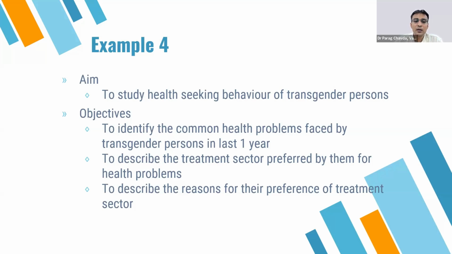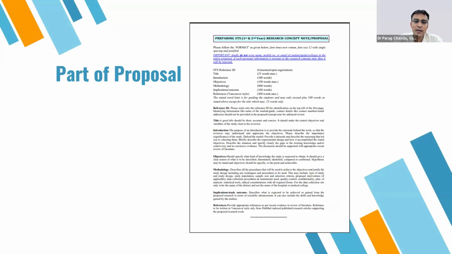So one aim around health seeking behavior and three important objectives, right? When we read those objectives, we understand that they are simple and very clear. That's what the STS is expecting. Having gone through a few examples of study objectives, we understand that this is what the STS might be expecting. Right, let's revisit this particular part.